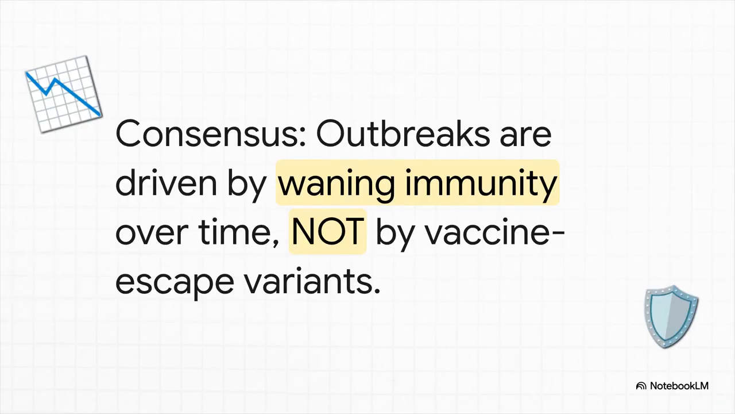Which brings us full circle right back to that question we started with. The scientific consensus is clear. The mumps outbreaks we're seeing today are not being caused by some new vaccine escape variant. They're being driven by the very natural waning of vaccine-induced immunity years and years after those childhood shots.